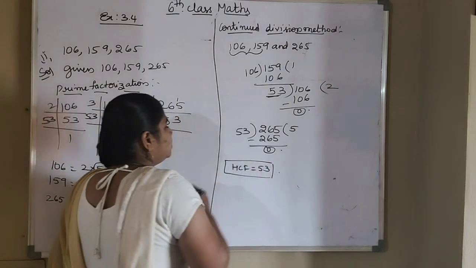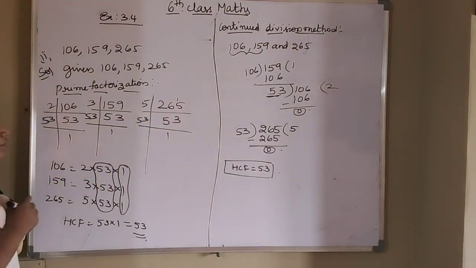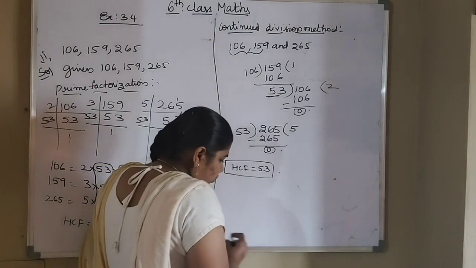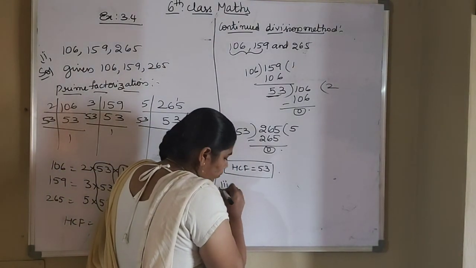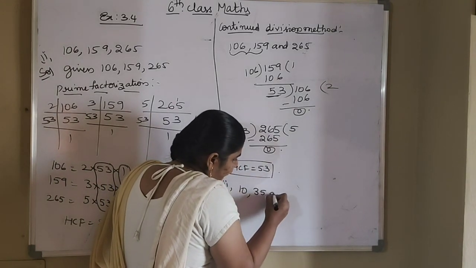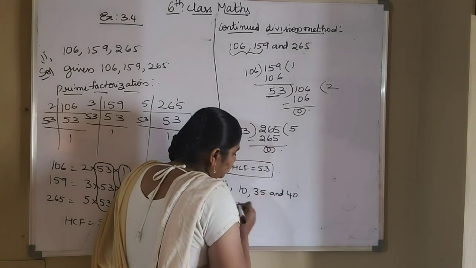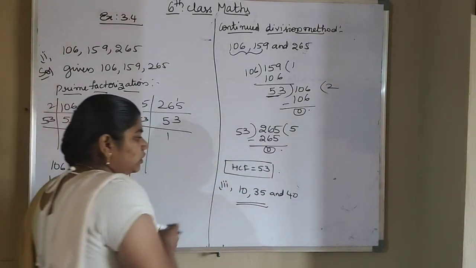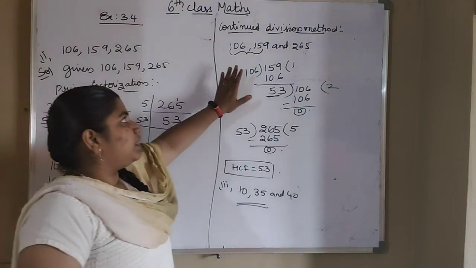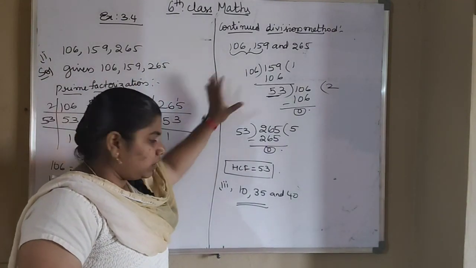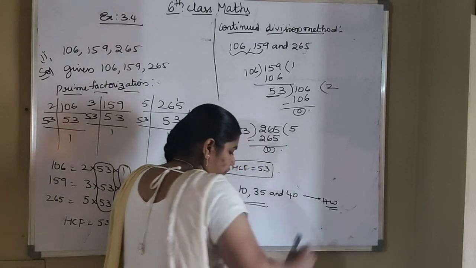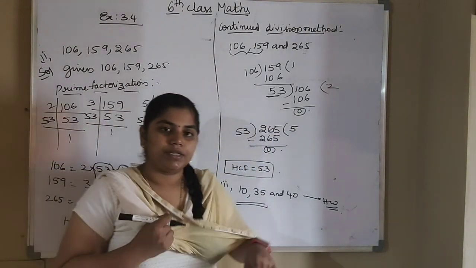So these are the two methods, by using prime factorization and also the continuous division method. So the third one you try as homework. The fourth one I will tell you. The third one is 10, 35 and 40. So these values you find by using prime factorization as well as the long division method. Okay, so this one is homework for you. So with this our class is completed. Thank you.